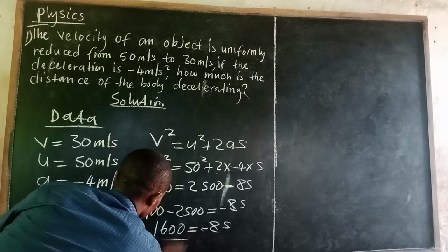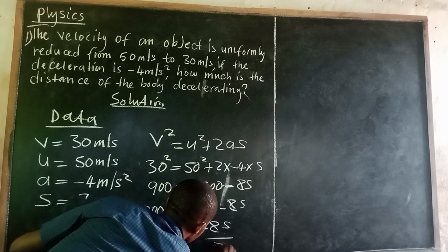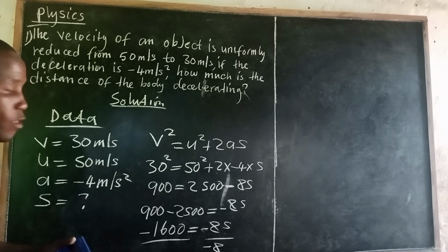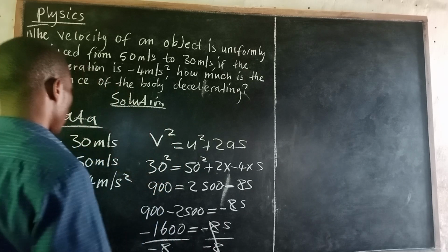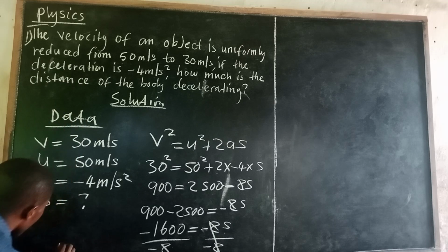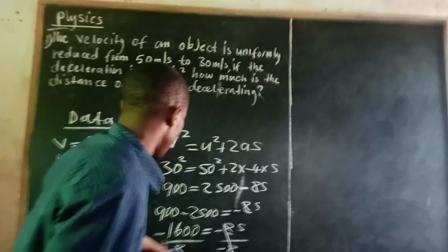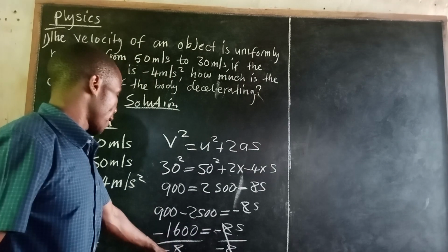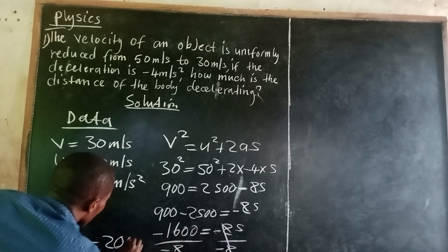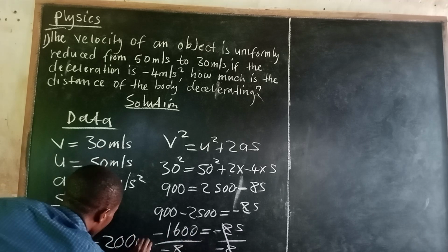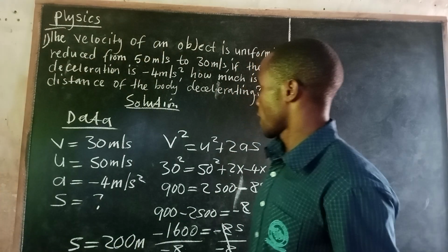Negative 8S is the distance. We want to remain with S, so we divide both sides by negative 8. So S is equal to negative 1,600 over negative 8. Negative 8 into negative 16 is 2, and negative 8 into 0 is 0. So S is 200 meters. This was the answer for the question that I gave you.